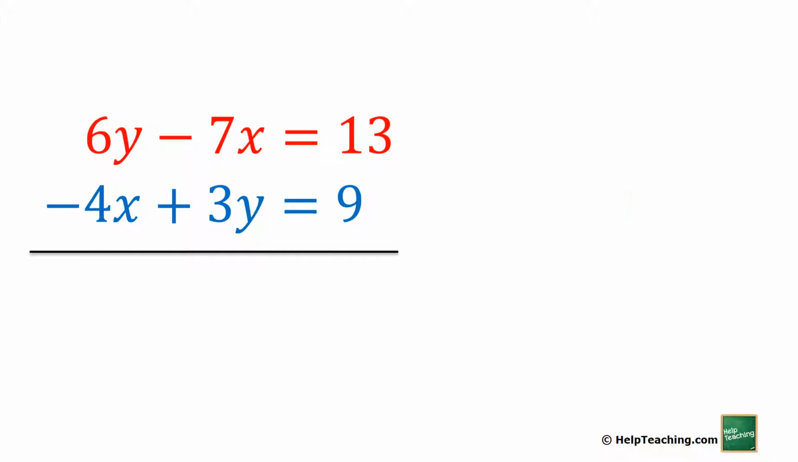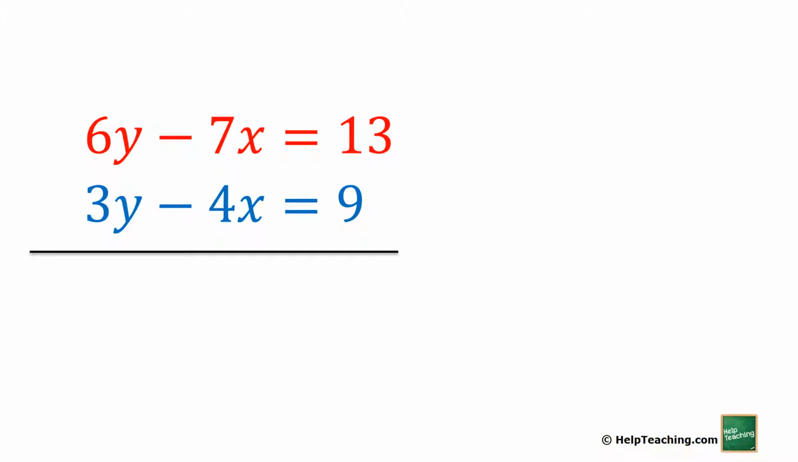Let's look at another one. 6y minus 7x equals 13, and negative 4x plus 3y equals 9. So the first thing we need to do is to shuffle the terms around so that we get our x's and our y's in matching columns. So here we'll just swap the 3y and the negative 4x.